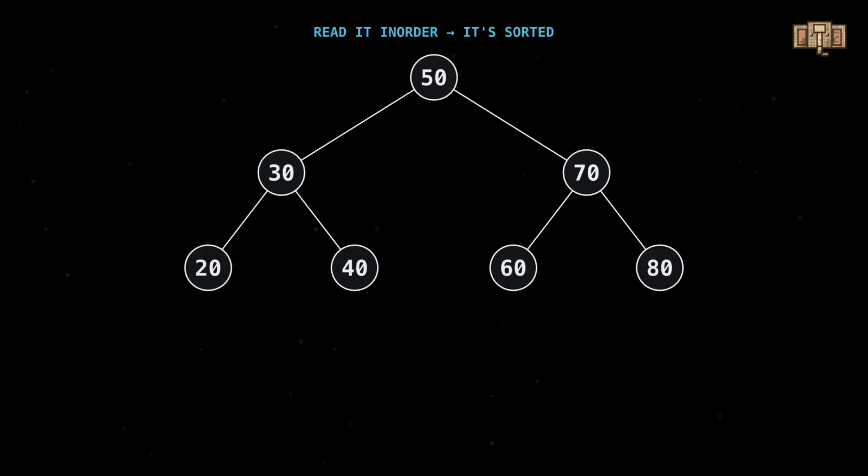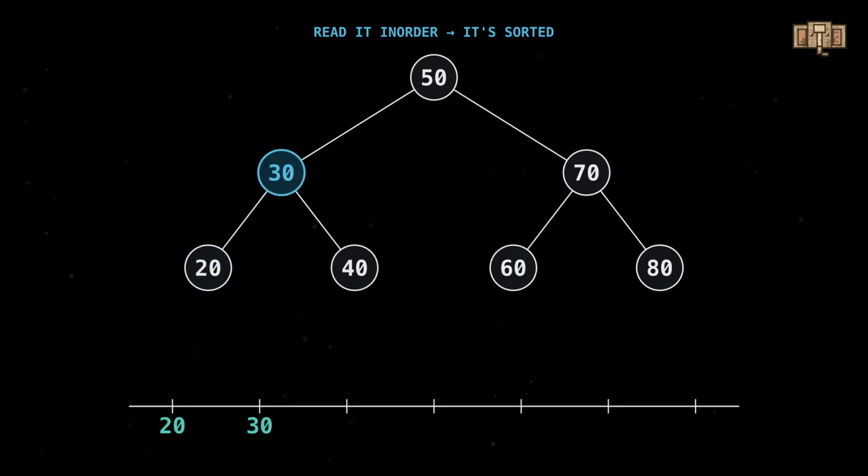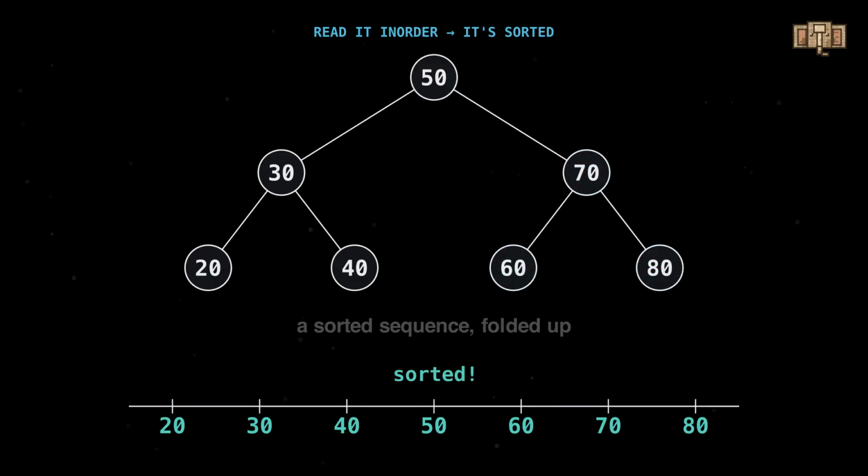And here is the payoff hiding in the shape. Read the tree from left to right and the numbers come out sorted. 20, 30, 40, 50, 60, 70, 80. A binary search tree is a sorted sequence, folded up into a shape you can search by halving.